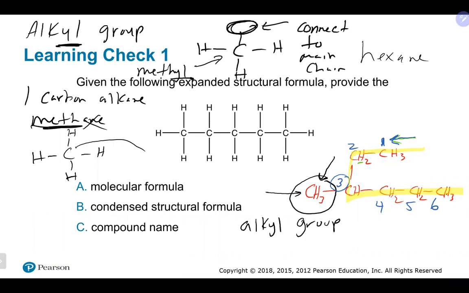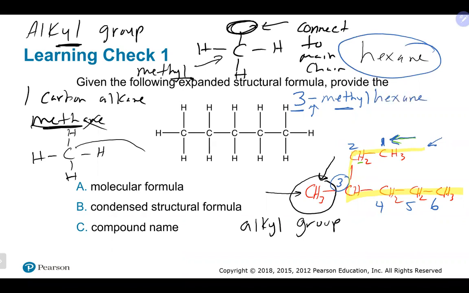So in this case, there's just one group, and it's at carbon number 3, which means this would be 3-methyl. Once again, the 3 is where the methyl group is located, and we do need the dash between the number and the letter. And what's left at that point is just the main chain, which is known as hexane. So this would be 3-methyl hexane.